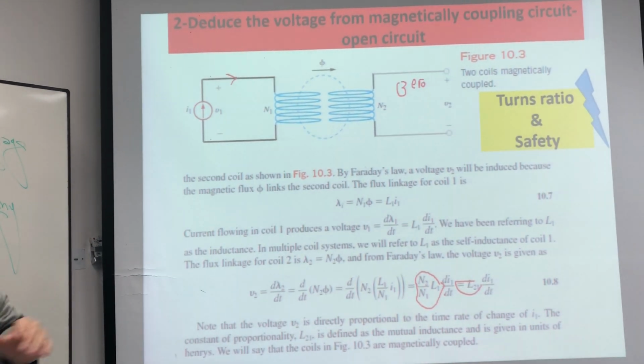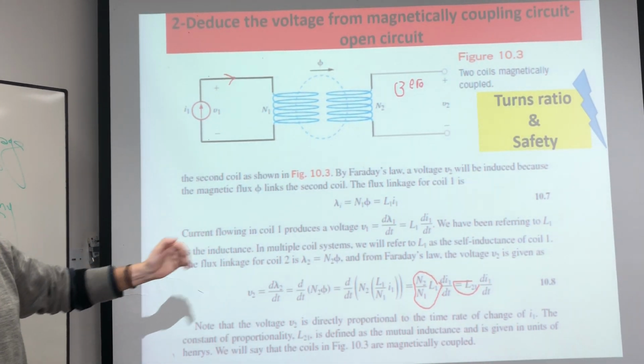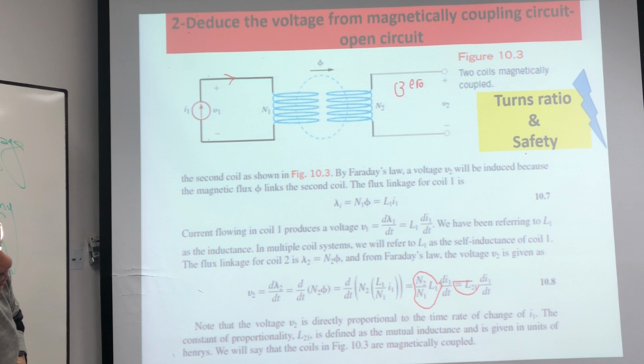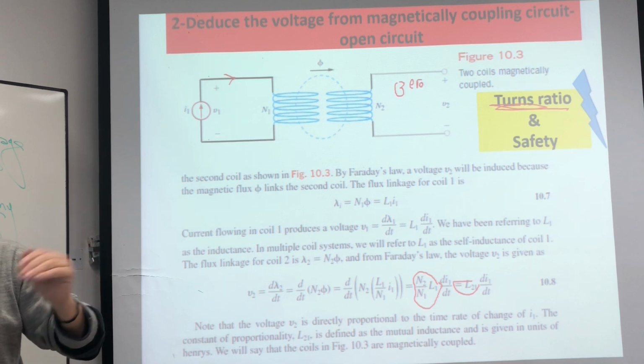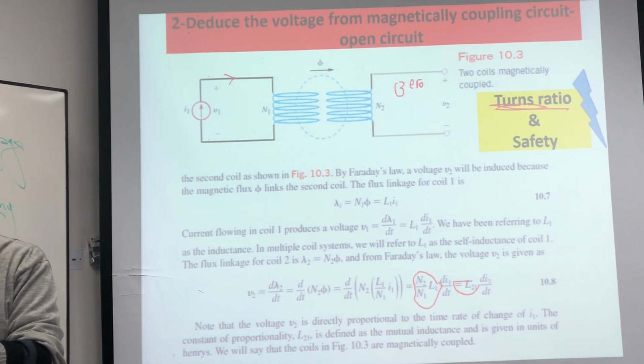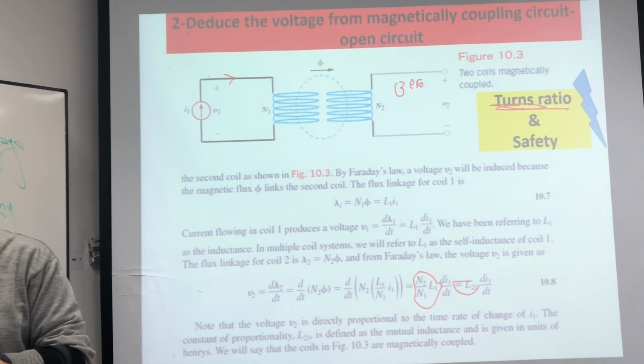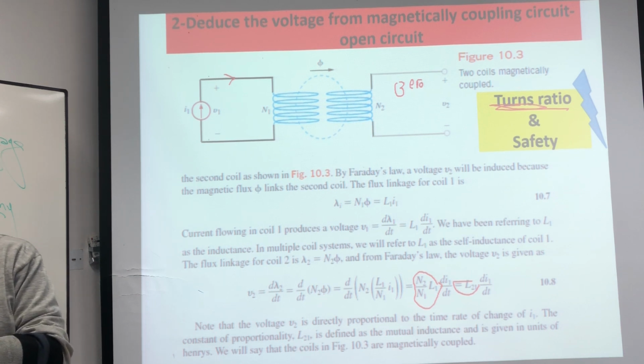Is it clear? So we have here N2 by N1. This is the so-called turns ratio. It sometimes comes as N2 over N1 or N1 over N2. This is the turns ratio. So now you understand what turns ratio means, and you already understood what mutual inductance means.